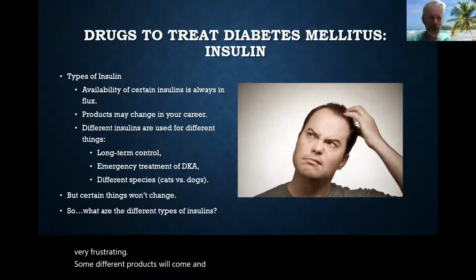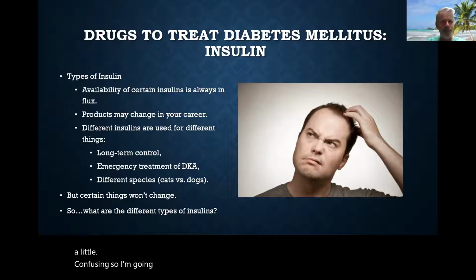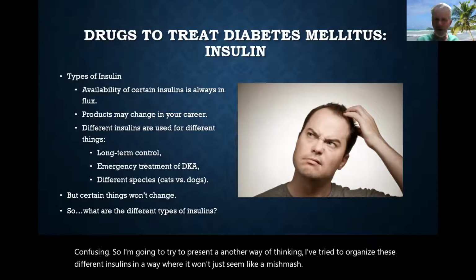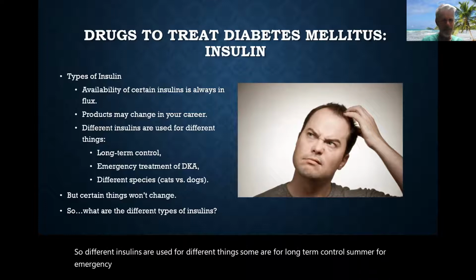The book is a little confusing, so I'm going to try to present another way of thinking. I've tried to organize these different insulins in a way where it won't just seem like a mishmash. Different insulins are used for different things. Some are for long-term control, some are for emergency treatment, and of course some are used in different species. But certain things won't change, and that'll be our focus here.